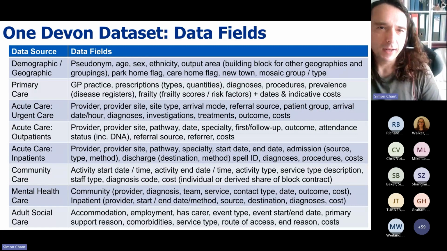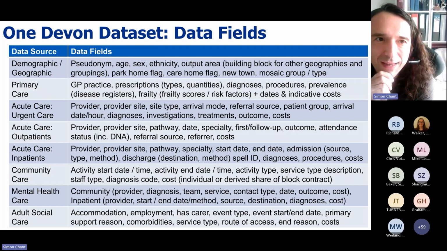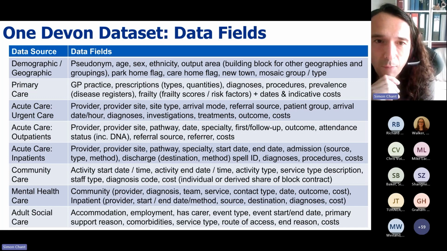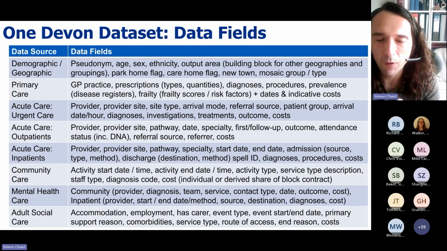Okay, and running on, so I'm not going to read this out in detail, don't worry, but here's just a very quick flavour of the One Devon Dataset data fields. So we've got the various sources down the left-hand side there, and in the right-hand column, we've got the various data fields. So there's a whole range of things in terms of identifying providers, their locations and their sites, but also looking at outcomes, costs, treatments, prescribing, and so on.